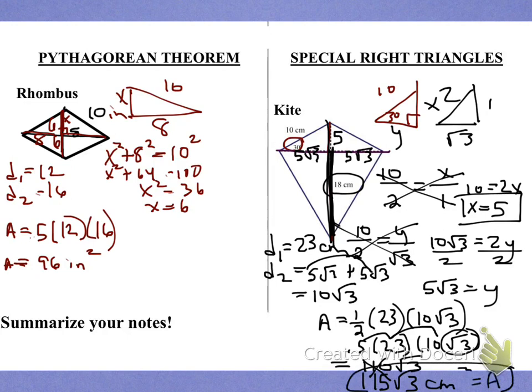Alright, that concludes the unit. We've talked about area of rhombuses, kites, and trapezoids.